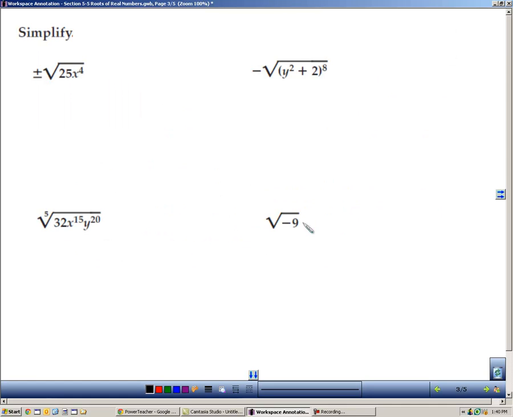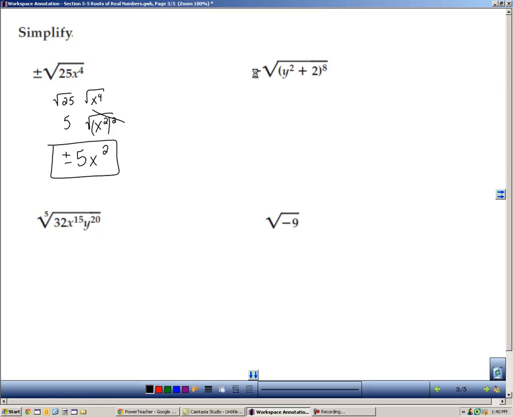Here's some examples using square roots and nth roots. Over here, the square root of 25 is going to give me a 5, and the square root of x to the 4th, the way you can write that is the square root of x squared squared. And remember that the square and the square roots will cancel, leaving a 5x squared, and then don't forget the plus and minus is on the outside, so it has to stay there. That's how that one simplifies.